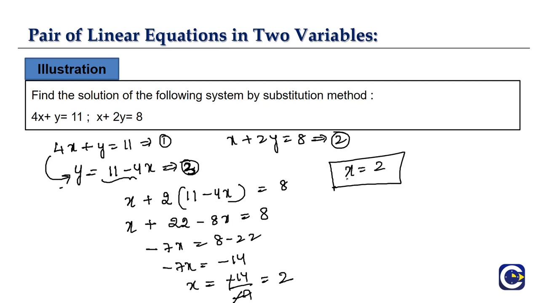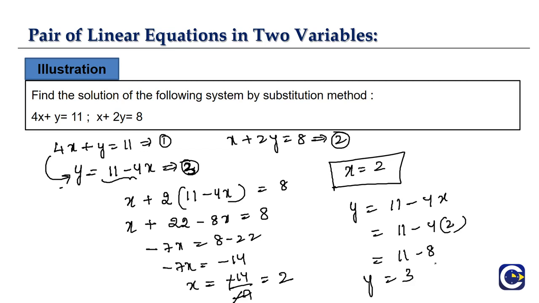Now we will substitute this x value in equation 3. So y = 11 - 4x = 11 - 4 × 2. 11 minus 8 is equal to 3. Hence the y value for this pair of equations is 3. So our solution for this given pair of equations using the substitution method is x = 2 and y = 3.